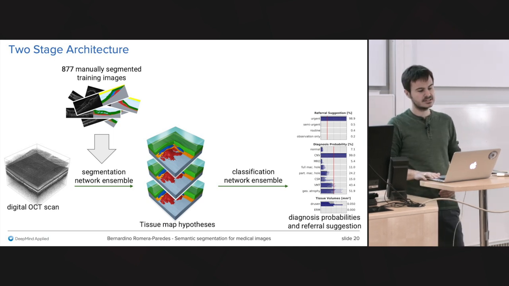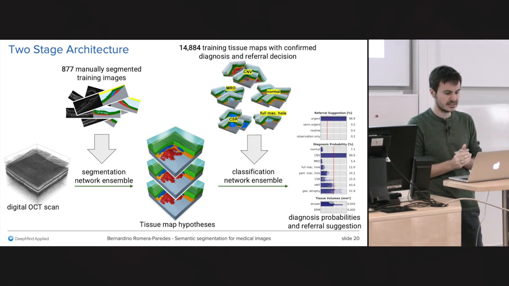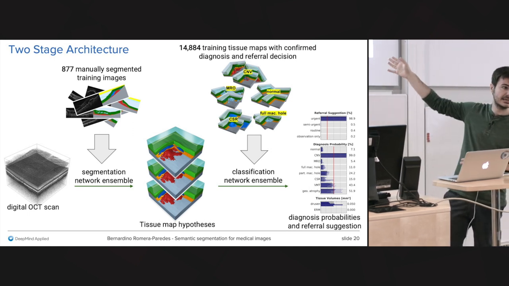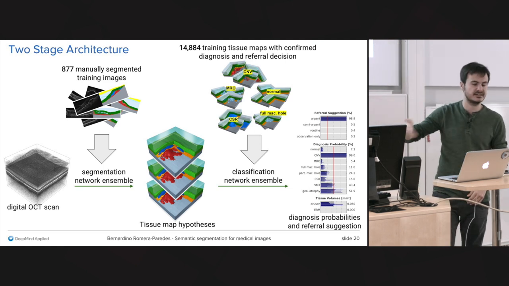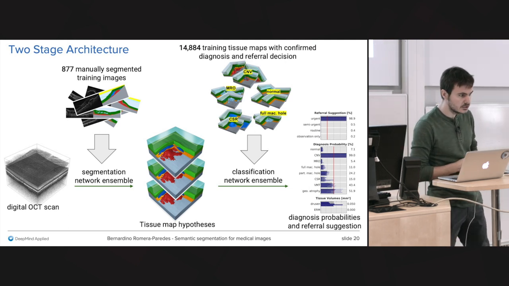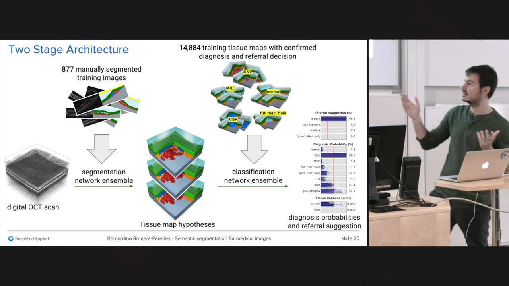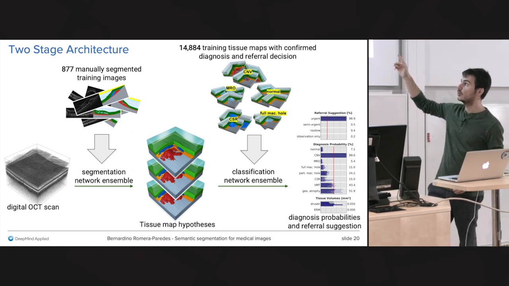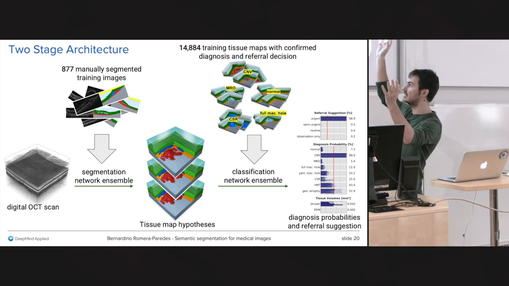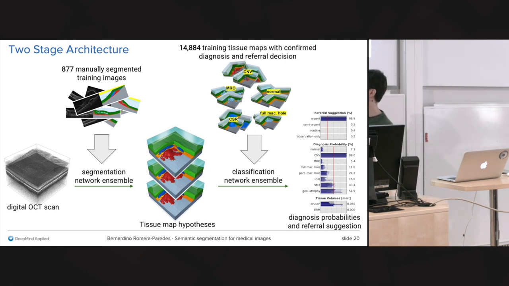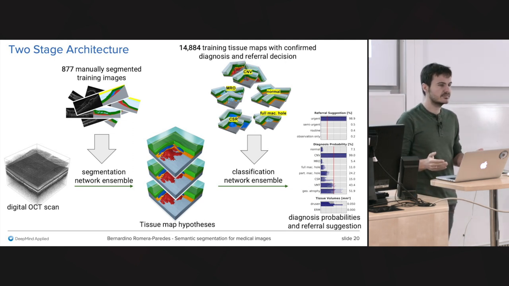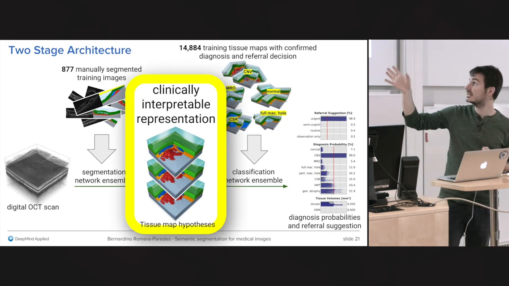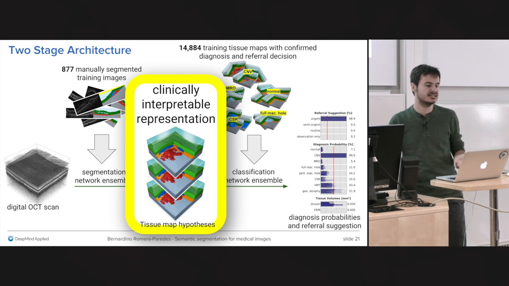And then for the second part of the approach, we have almost 15,000 scans labeled according to the referral, like urgent, semi-urgent, and so on. So one question is, given that we are interested in mapping from the original OCT scan to the referral, why do we go into all this pain of having two stages and having the segmentation? We have two reasons for this. The first one is that having a segmentation in the middle allows the model to be clinically interpretable.